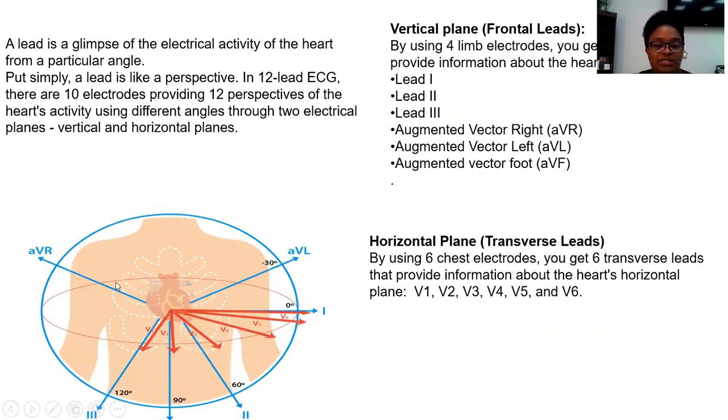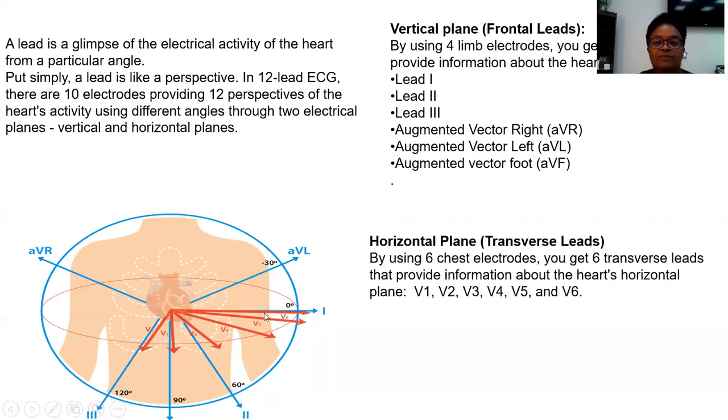Okay, here is just another view of these leads, these precordial leads, and the view of the heart that it gives, along with the leads 1, 2, and 3, and your AVL, AVR, and AVF. A lead is a glimpse of the electrical activity of the heart from a particular angle. Put simply, a lead is like a perspective. In the 12 lead ECG, there are 10 electrodes providing 12 perspectives of the heart's activity using different angles through two electrical planes, your vertical plane and your horizontal plane.